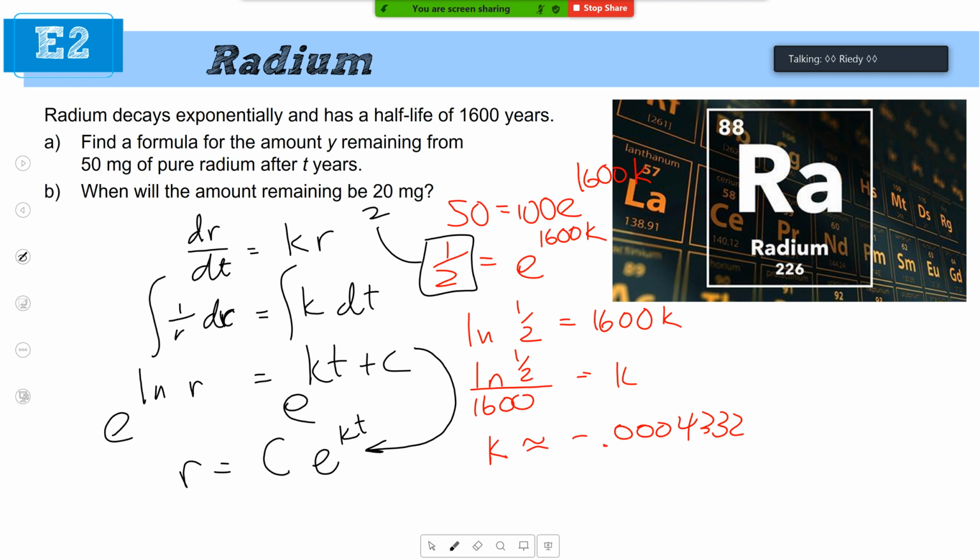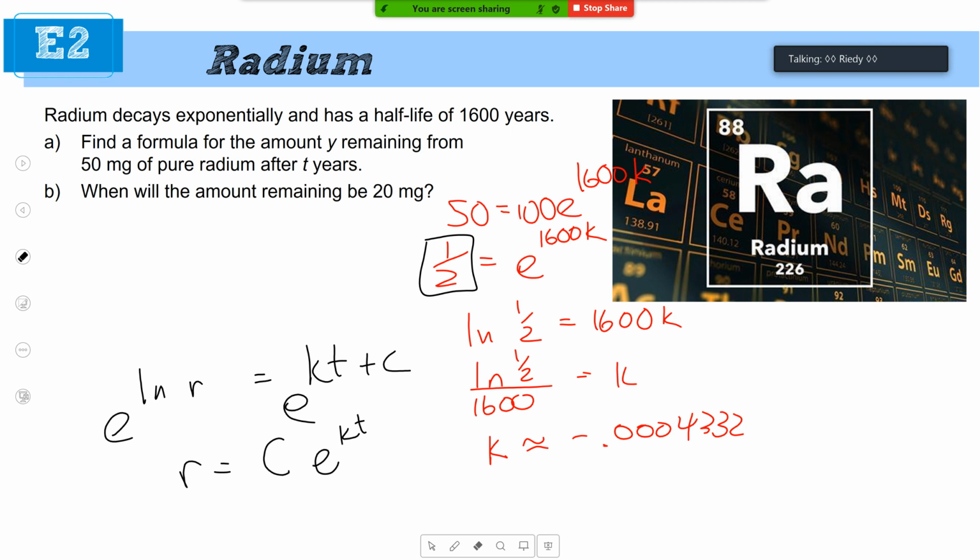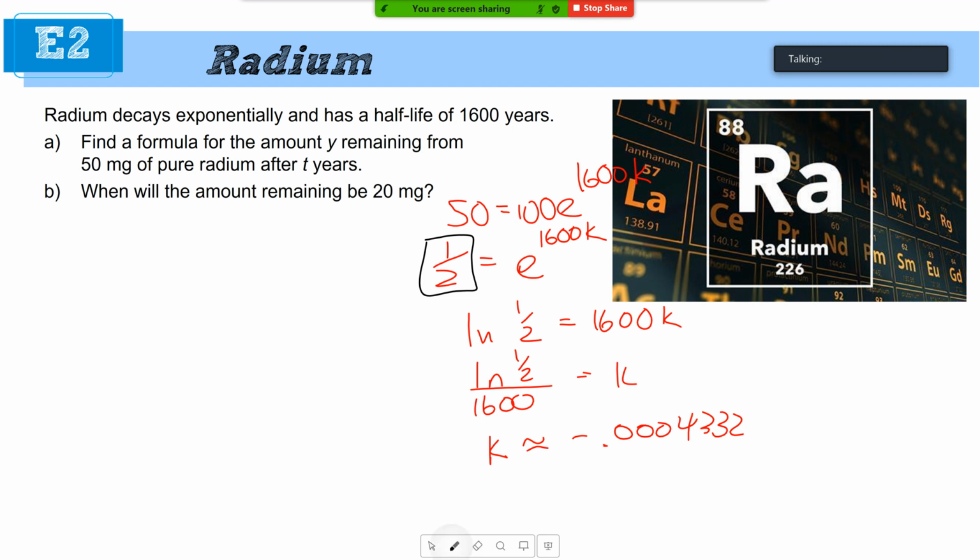Okay, so now what I know is if I move into A, I'm going to erase some stuff so I have some working room here. Now I know how much I'm starting with. As Max mentioned, my starting amount is, what did you say it was? 50 milligrams of radium. That's a lot, by the way. This is going to kill everybody.